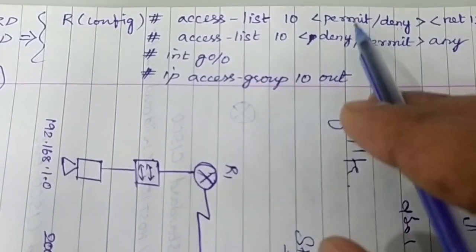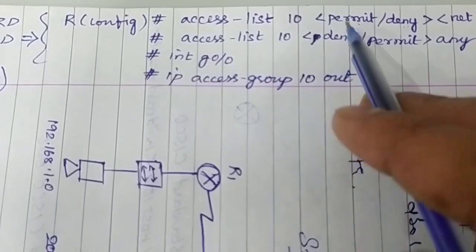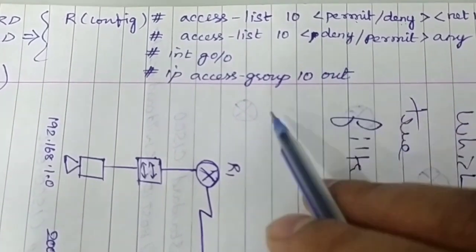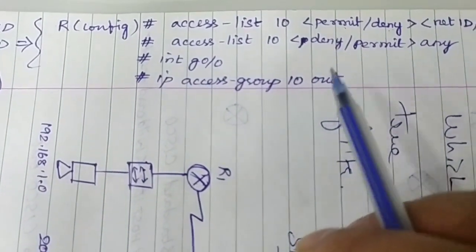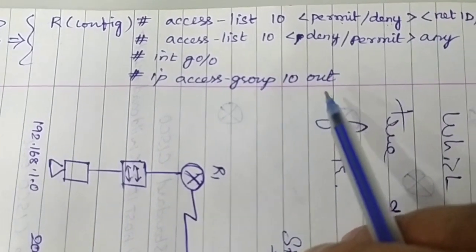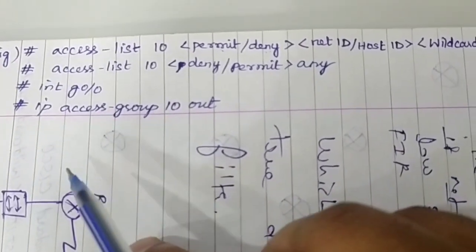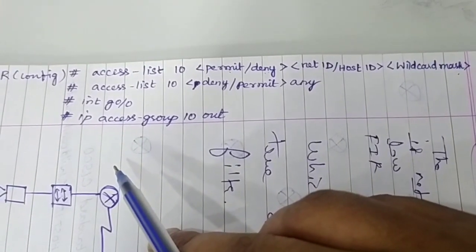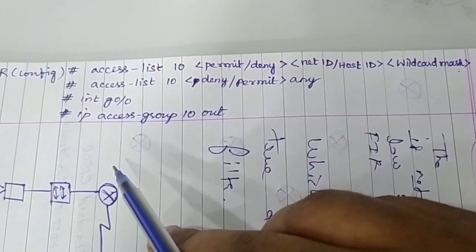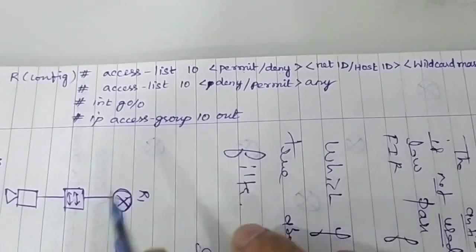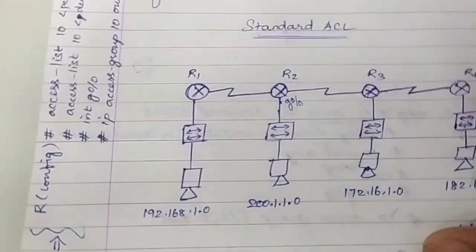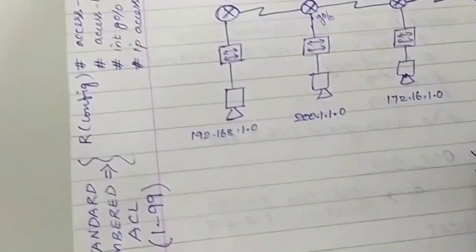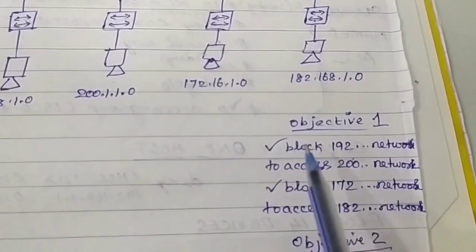So this is the four-line command. With this you can block or permit any particular device or the entire network. This is the general command. Okay.